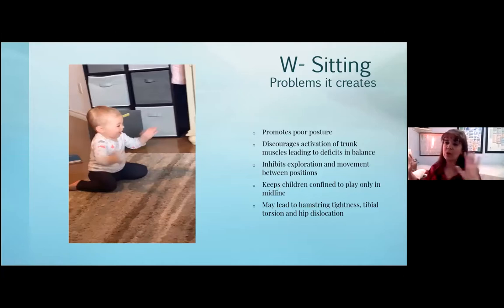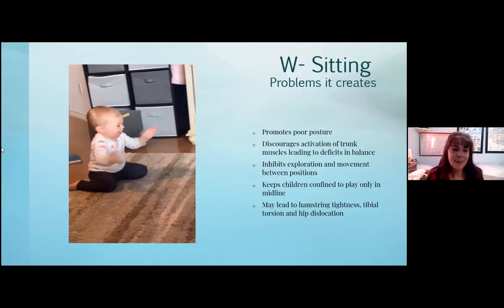So those rotational movements that we need for transition skills, like getting in and out of sitting, in and out of crawling, right, gets in the way of that. But more importantly, as a physical therapist, I just want to pay homage to, oh my God, what this does to your hips. So it creates tight hamstrings, because our hamstrings attach back here and behind our knee. And if we sit in this position, our hamstrings are in a short position. So it tends to create hamstring tightness.